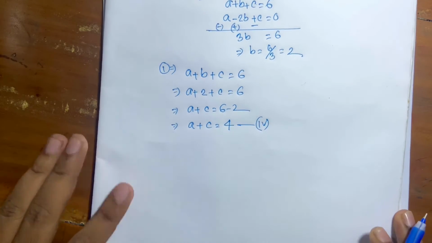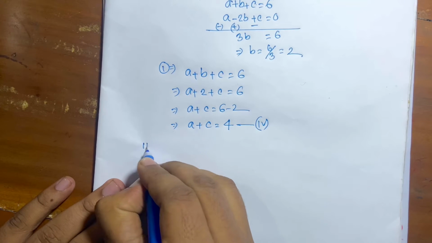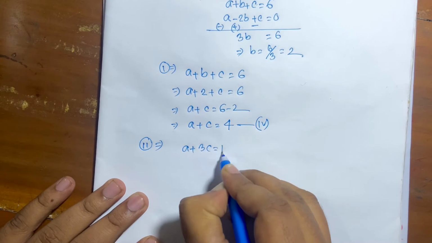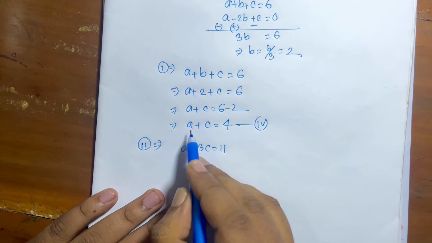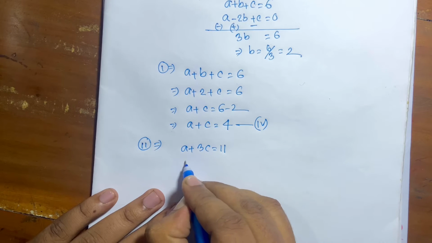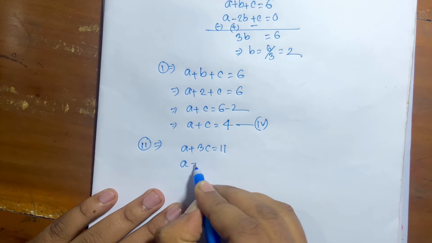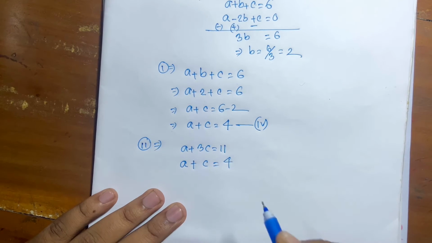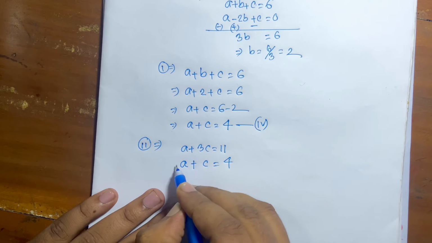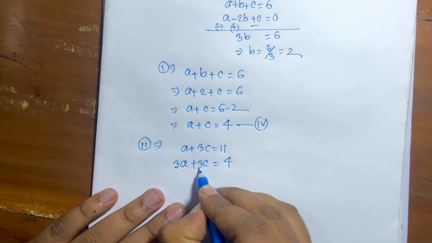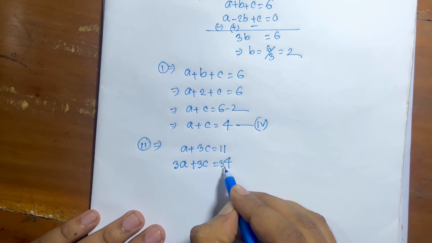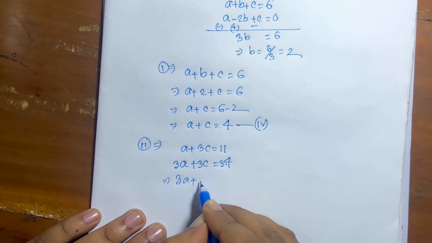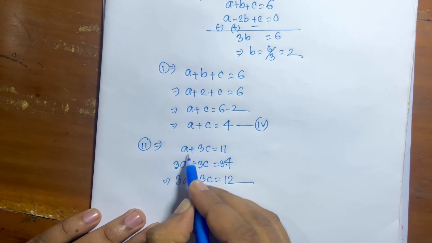Now I can say easily the second equation is a plus 3c is equal to 11, and here it is a plus c equal to 4. Now I multiply both sides by 3, so now I can say easily 3a plus 3c is equal to 12.